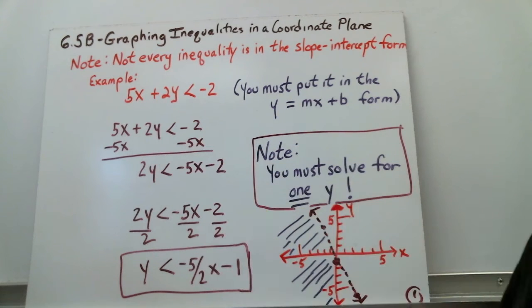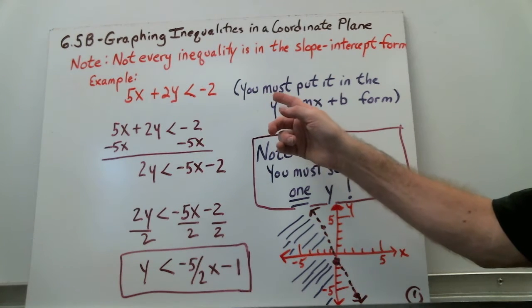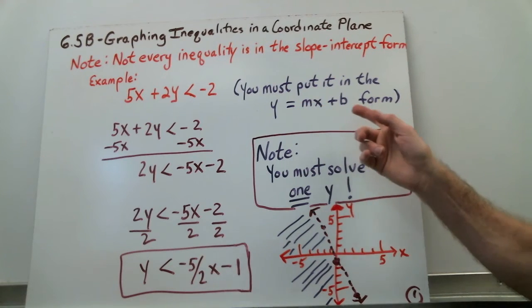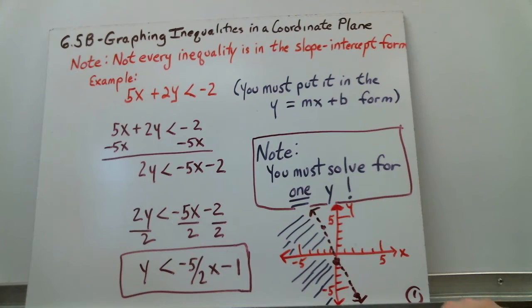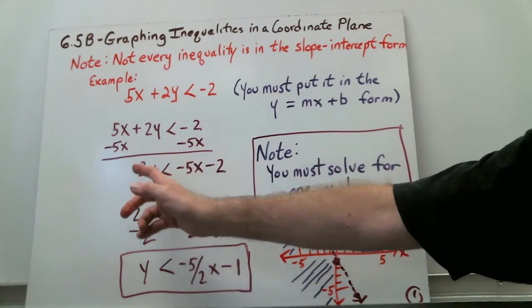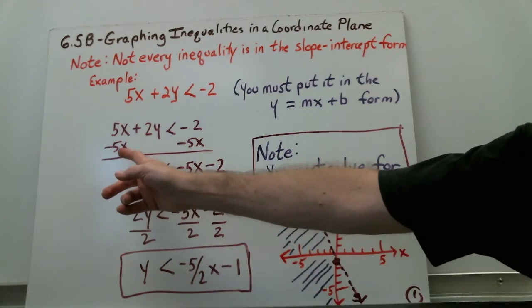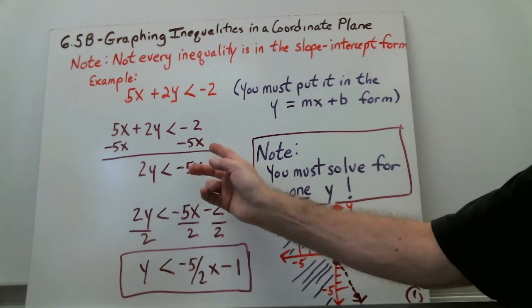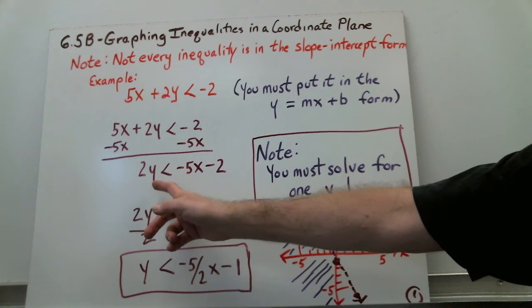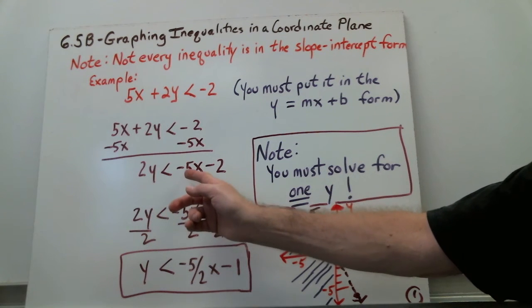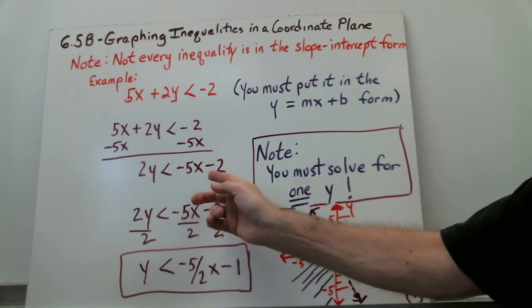So let's take a look at our example. Our example is 5x plus 2y is less than negative 2. So we are going to put it in the slope-intercept form. You must put it in the y equals mx plus b format. So let's take our equation. What do we normally do? We're going to subtract 5x from both sides. When you do that, our equation now is 2y is less than negative 5x minus 2.